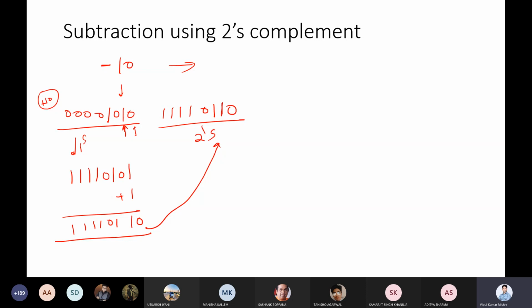Got it or not? Yes, sir. Yeah. Cool. Okay. So this is the way how you can do subtraction using 2's complement. Let me take one example so that you can do it at your end. So let me take 15 minus 30. Please solve it at your end.